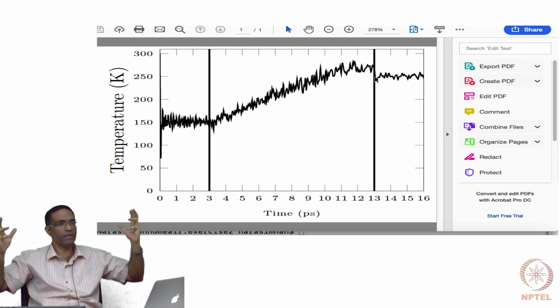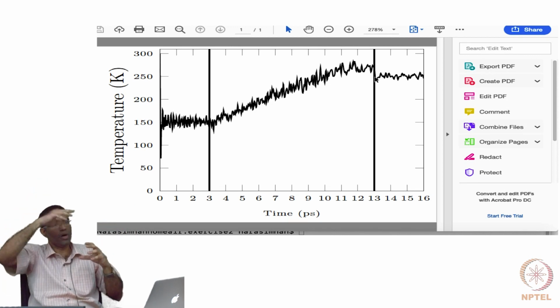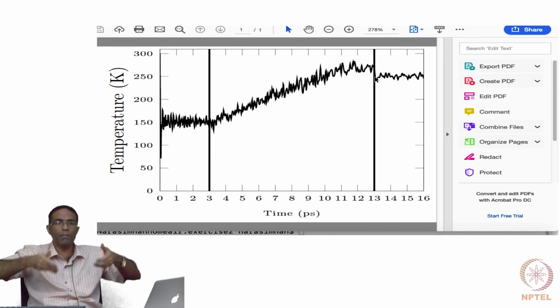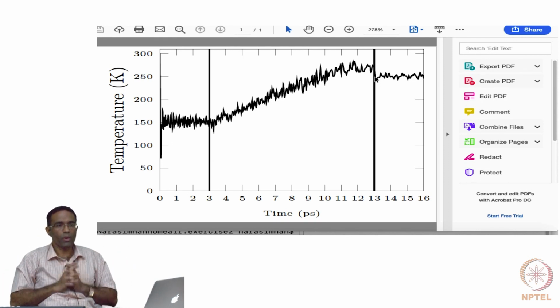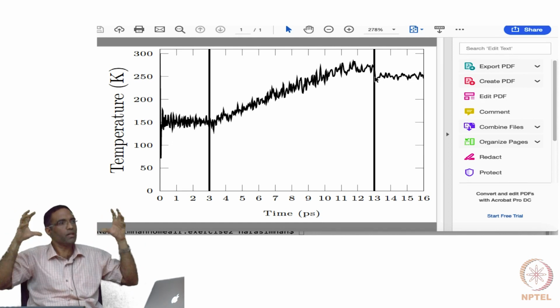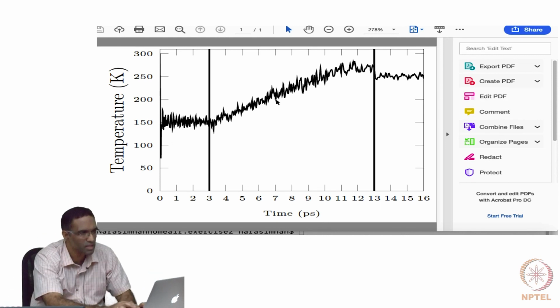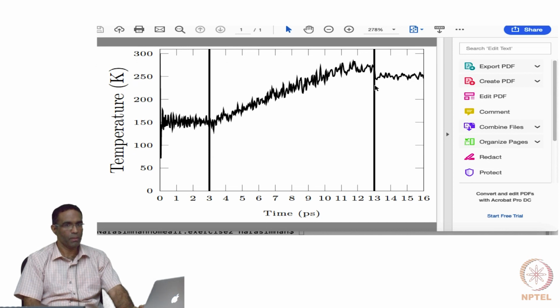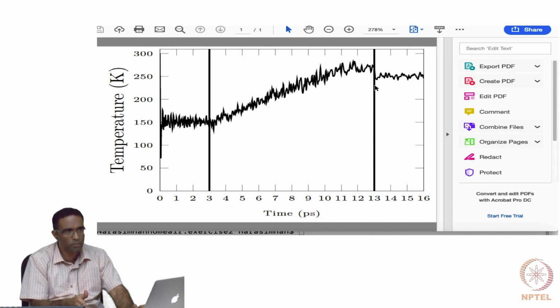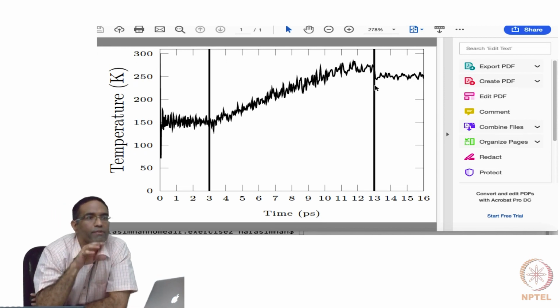NPT or NVT, either of them essentially involves the system exchanging heat or some sort of work with the environment so as to bring the pressure and the temperature to the required value, right? Now I am doing this for some time. I am continuously pumping in heat or removing heat or doing some mechanical work on the system by resizing the box so as to reach the required temperature or pressure. I am doing it for some finite time, in this case 10 picoseconds. But after that, I don't know if at the end of the 10th picosecond the system has actually reached equilibrium, right? So what is the definition of equilibrium?